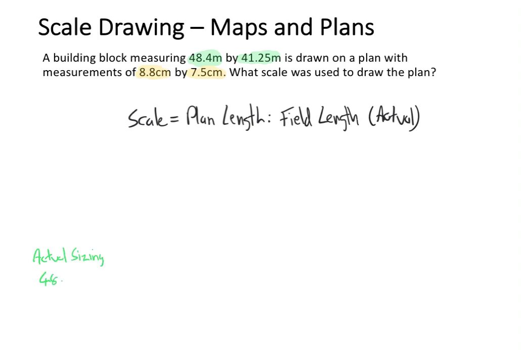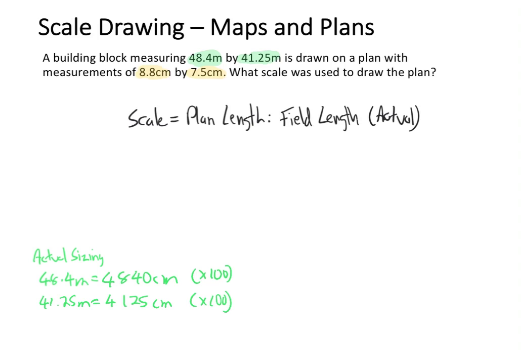So 48.4 meters is going to equal 4,840 centimeters, and the width of 41.25 meters is going to equal 4,125 centimeters. And I completed those calculations by timesing both the original actual amounts by 100 to convert from meters into centimeters. Now that I have all my measurements in centimeters, I can go ahead and put in a set of values into my scale.